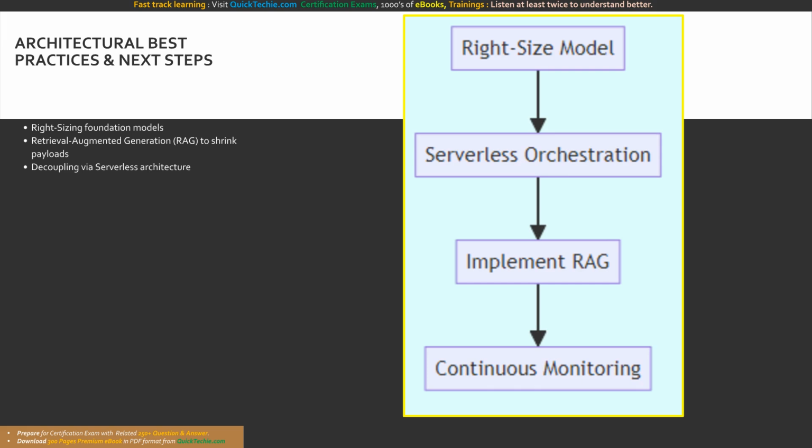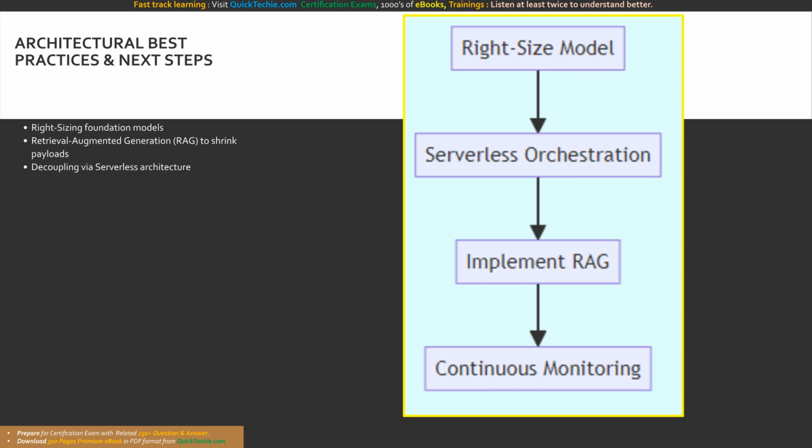What about data retrieval? Implement Retrieval Augmented Generation, or RAG. Instead of feeding the model a massive token-heavy document, use a vector database like Amazon OpenSearch Serverless to extract and inject only the 2 or 3 most relevant paragraphs into the prompt. This drastically shrinks your input token payload, instantly slashing your invocation costs.